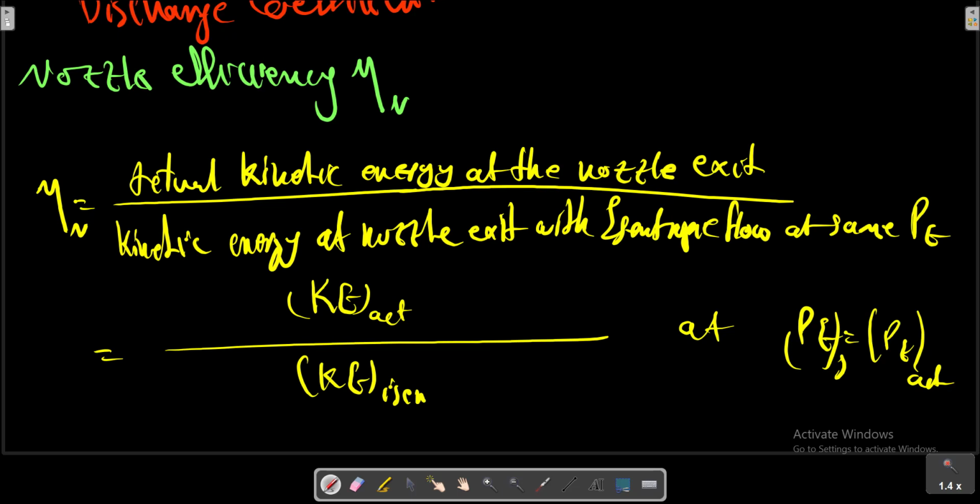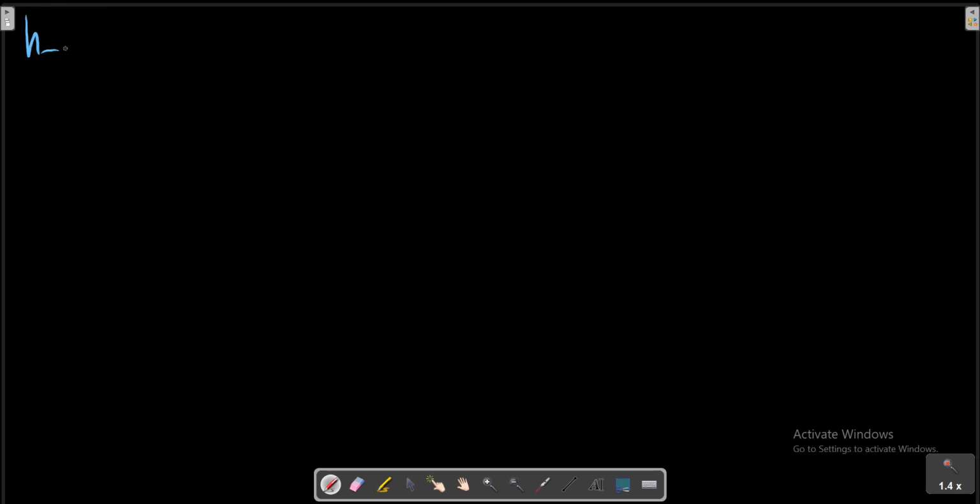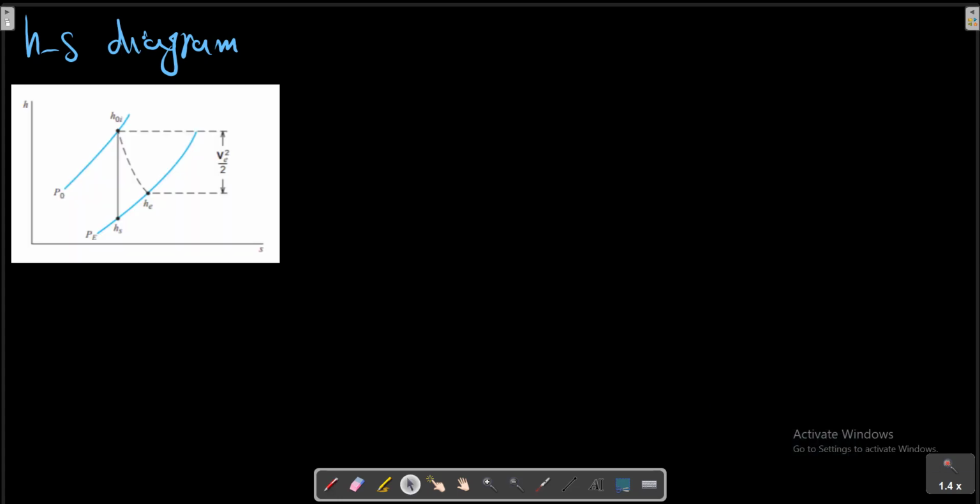The efficiency can be defined in terms of properties. On the h-s diagram, state 0i, as shown in this picture, represents the stagnation state of the fluid entering the nozzle, that is, the stagnation state at inlet.